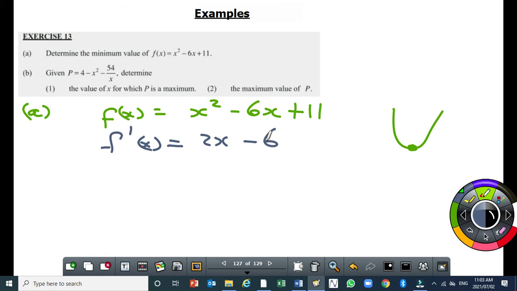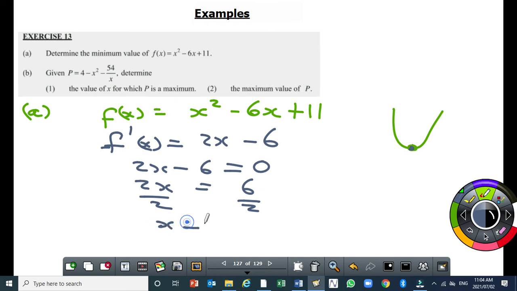So I will equate this derivative to 0 because it's a turning point. At this point here, the gradient is what? 0. So 2x minus 6 equal to 0. It becomes a grade 8 equation. Then you have 2x equal to 6. Divide both sides by 2. You get x equal to 3. X equal to 3 is not the minimum value. The minimum value is the y value.